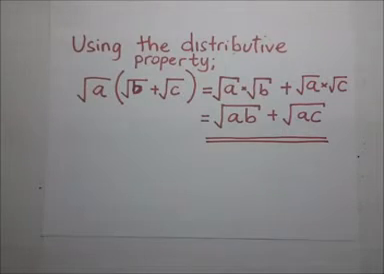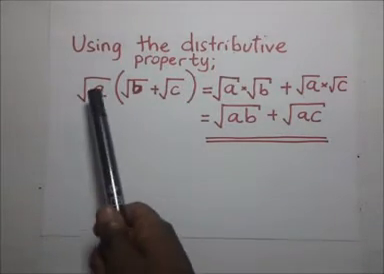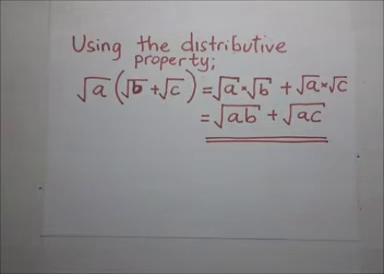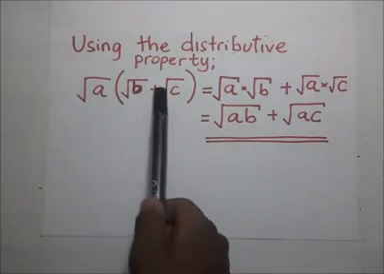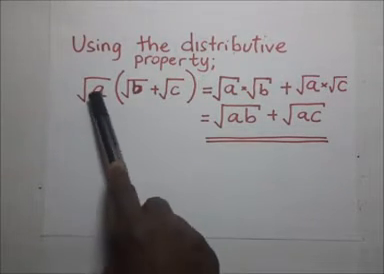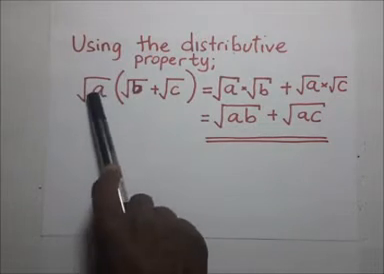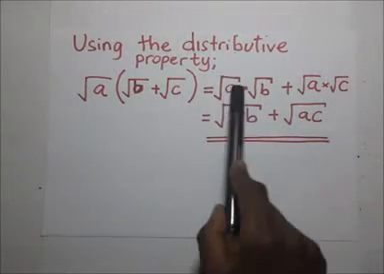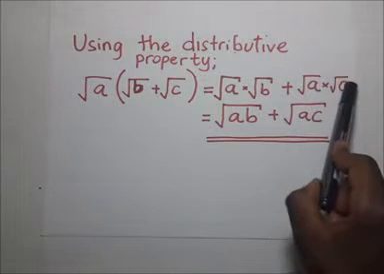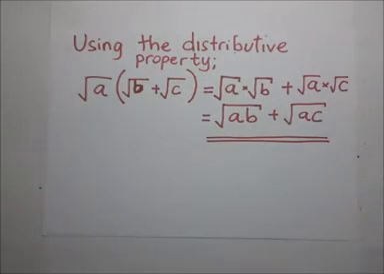Now going on to use the distributive property, supposing we have a surd that is outside the brackets and we are required to open brackets just like the way it is done in algebra. We shall do it in the same way. We have root of b plus root of c inside the brackets and we have root of a outside. So to open the brackets here, it's going to be root of a times root of b, then root of a times root of c. Root of a times root of b plus root of a times root of c, and we shall end up with root of ab plus root of ac. We'll do an example still to illustrate this.